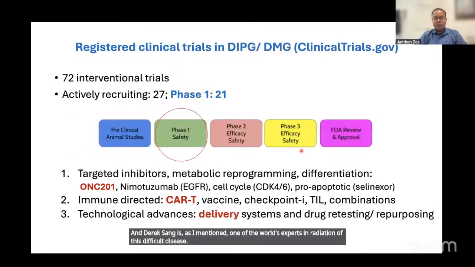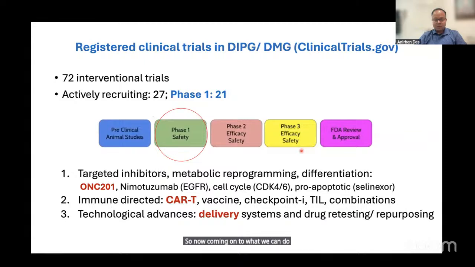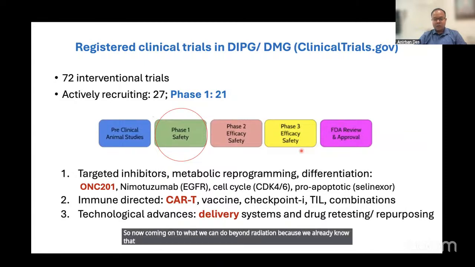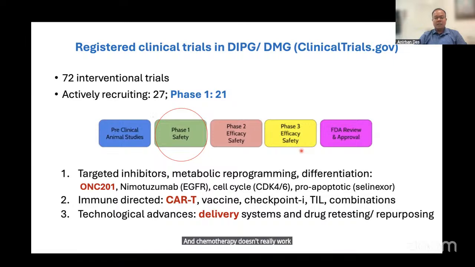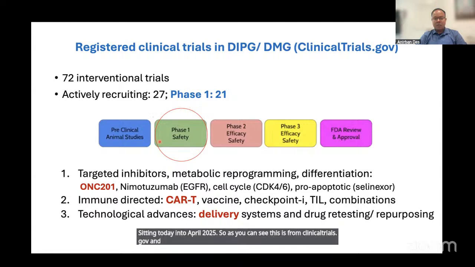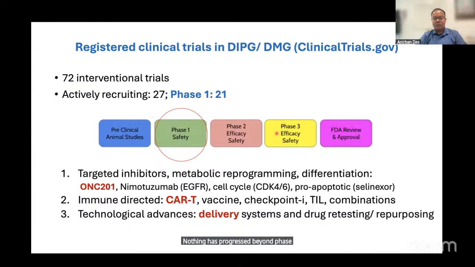So now coming on to what we can do beyond radiation, because we already know that surgery is not really feasible and chemotherapy doesn't really work. So what else can we offer to our patients sitting today in April 2025? As you can see, this is from clinicaltrials.gov, and unfortunately for DMG, there are so many trials active and recruiting, but most are phase one, which basically means, in a bad way, that nothing has progressed beyond phase one in a real way to have real efficacy and real benefit for our patients.